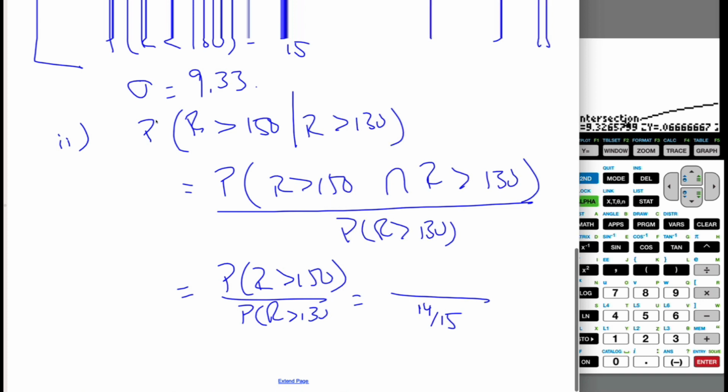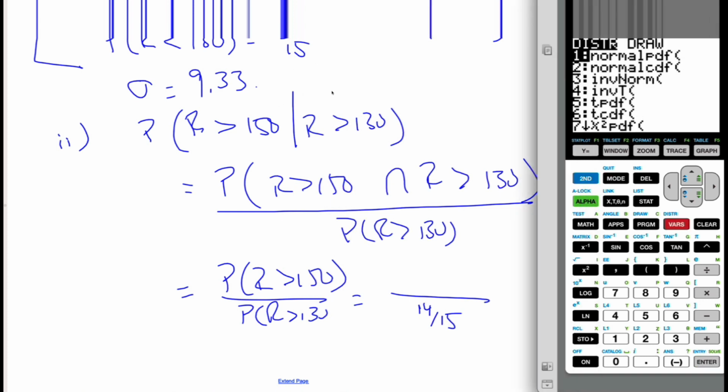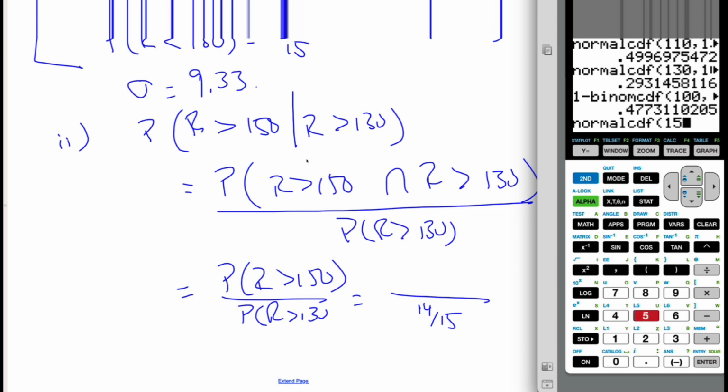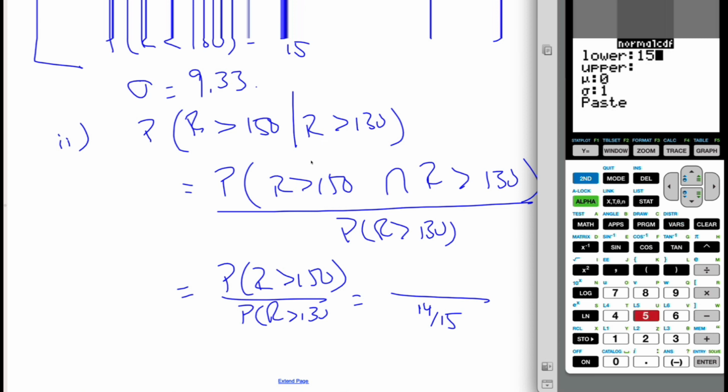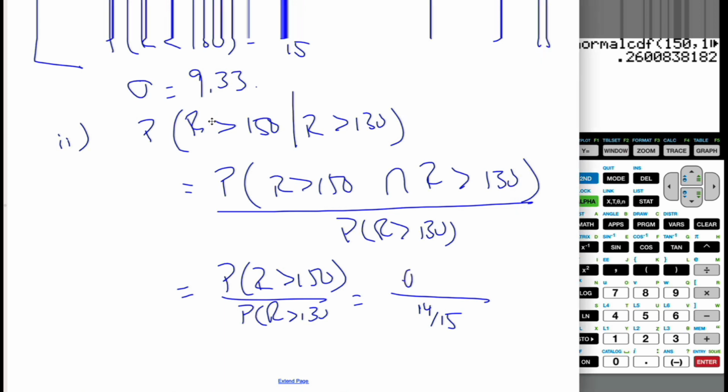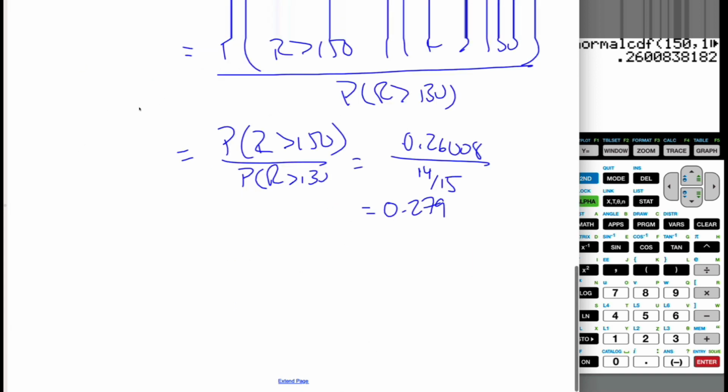The top probability, over 150, well, now I can go to my normal CDF. I'm going to go from 150 to some big number. My mean is 144. My standard deviation I calculated to be 9.33. And so this probability is 0.26008. And if I divide that, I end up with 0.279. And to find the expected value, I'm going to go 200 times 0.279, and that will be 55.7.